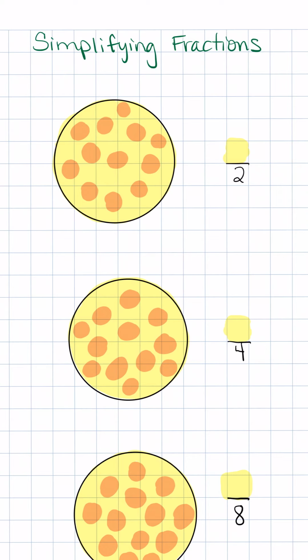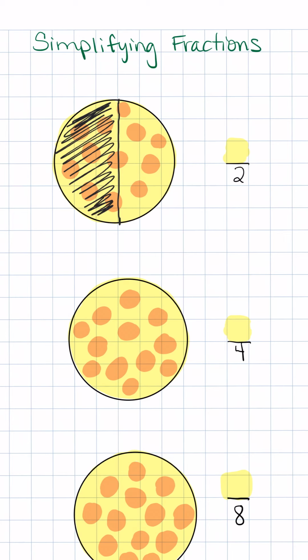So if we take this pizza and we split it in half, and I eat half of a pizza, I'm going to eat this half here. I ate one out of the 2 slices of pizza. It's split into 2. That's what this bottom number is. And I ate one of them. So that's what the 1 is.